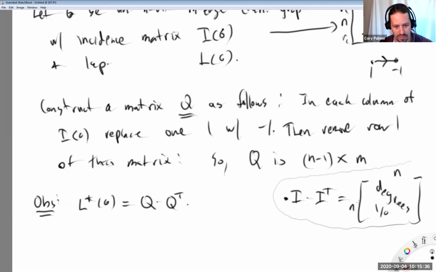If I, and I gave me basically the Laplacian, then Q and Q transpose will give me the Laplacian with the first row and column removed. And then why do I get negative ones? Well, Q and Q transpose each have one negative one in a column, right? And one. So when I multiply them together, instead of getting ones, I'm going to get negative ones there.